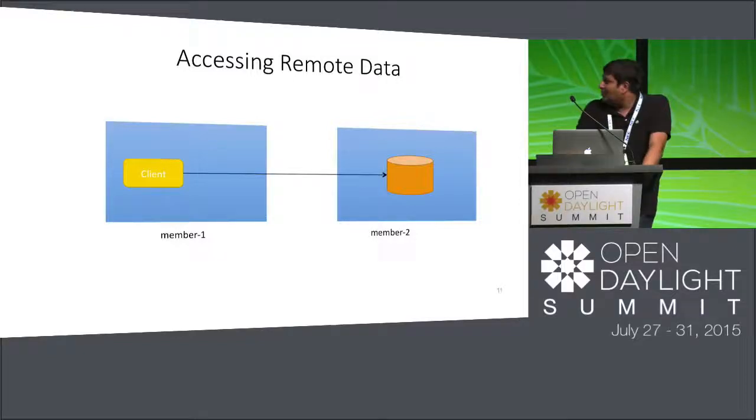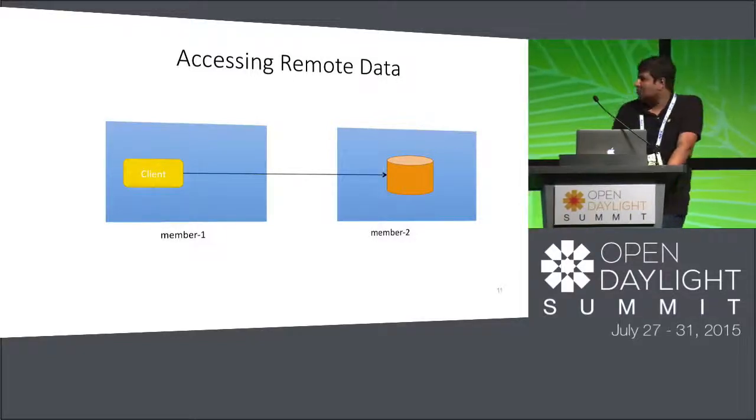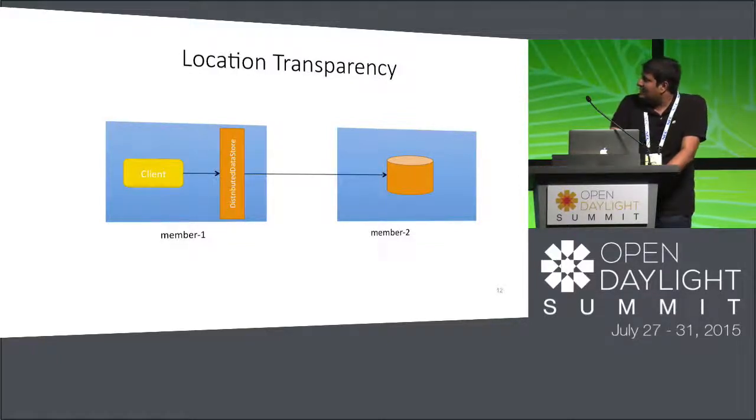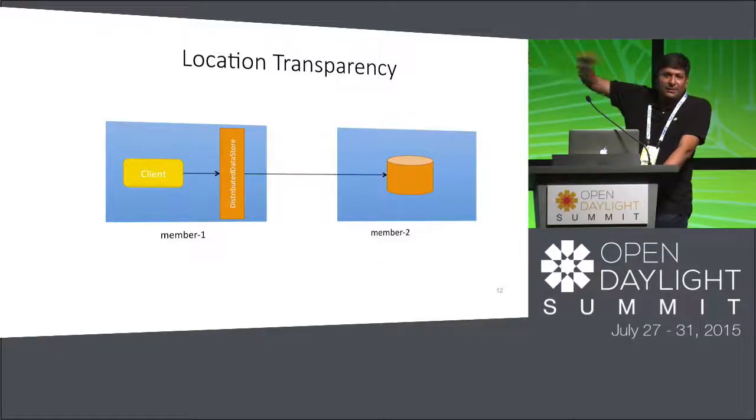A little bit more detail about the distributed data store. What's the main idea behind distributing data? If you have two members, and the client is on member 1 and the data is on member 2, and you want to access that data, how you make that possible is what this implementation is all about. So what we do is we put in a proxy object where the client is accessing the data. That's what we call the distributed data store.